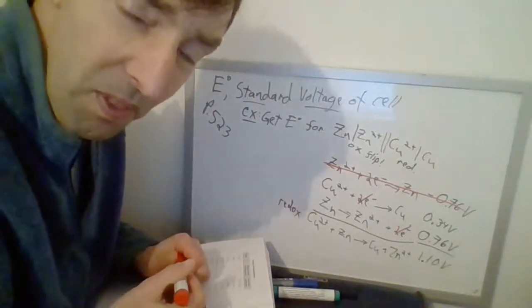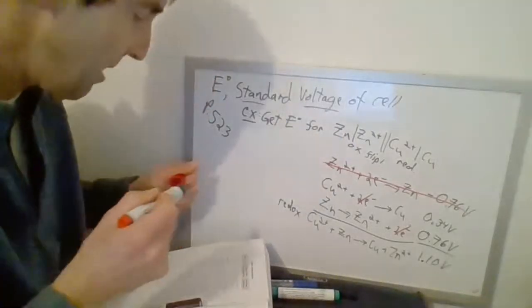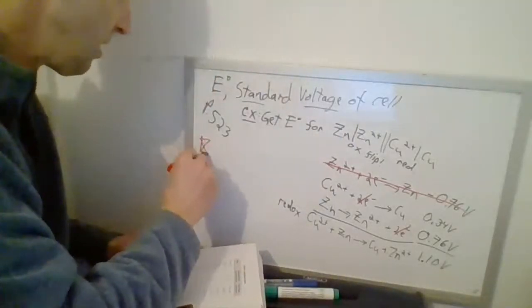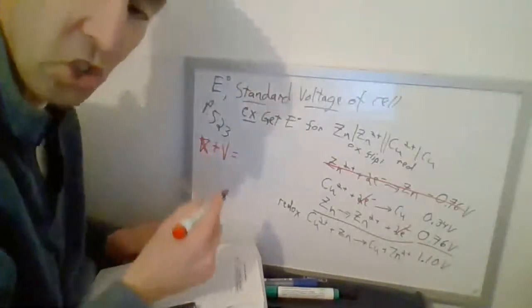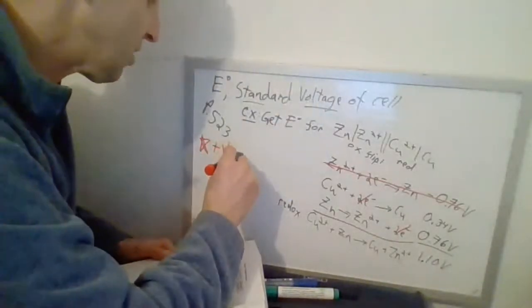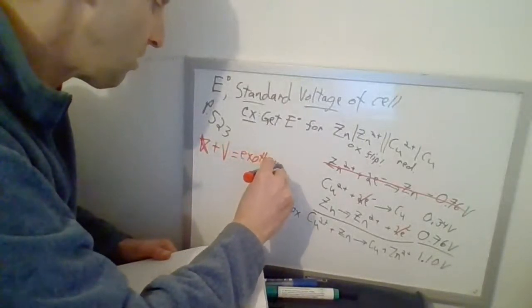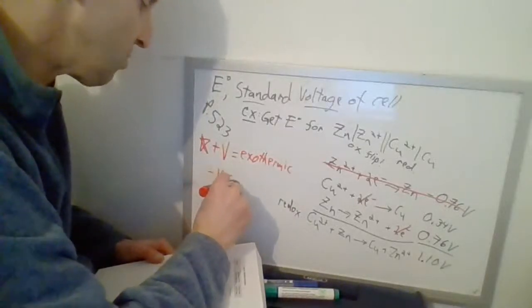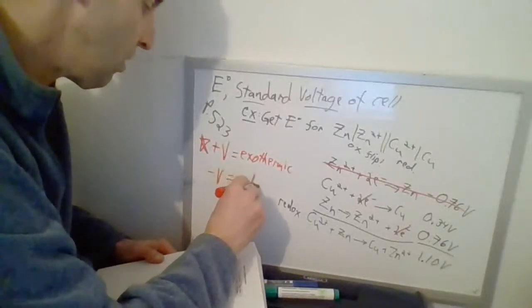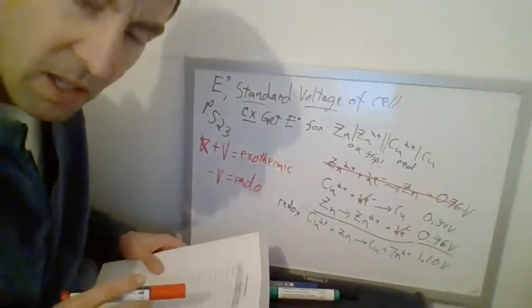That's a pretty good voltage, by the way. And that's the deal. If it's a positive voltage, you'd probably figure this out right now, it means it's going to give off energy. So it's exothermic. But if it's a negative voltage, you have to put in energy, so it's endothermic. Makes sense, right?